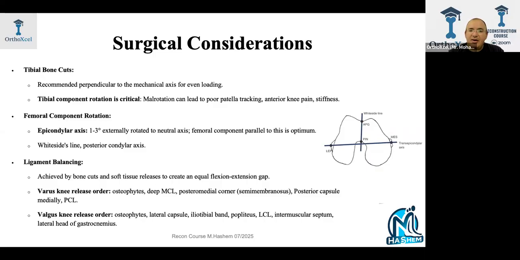In a valgus knee, it's the other way around. Again, you're removing the accessory osteophytes. Get the osteophytes away. Then you can release the lateral capsule and iliotibial band. Either you release it or make a Z lengthening. Then you can release the popliteus, the LCL, and the intermuscular septum, up to releasing the lateral head of gastrocnemius.